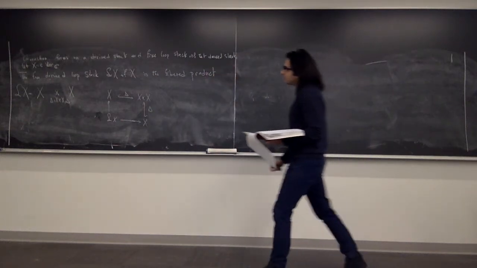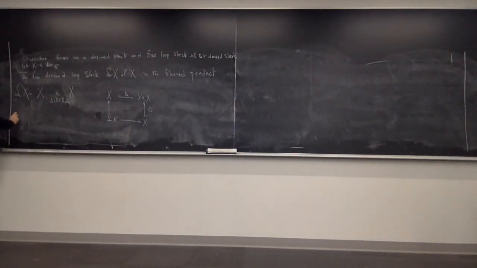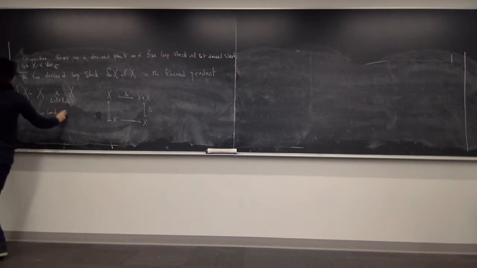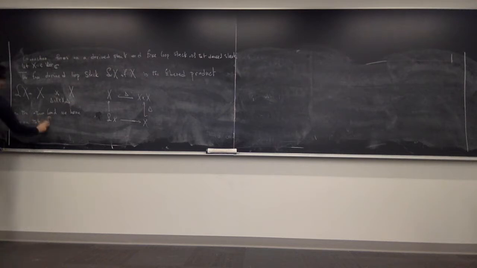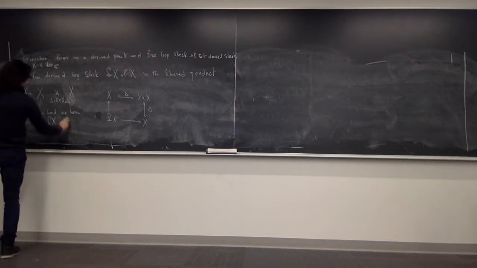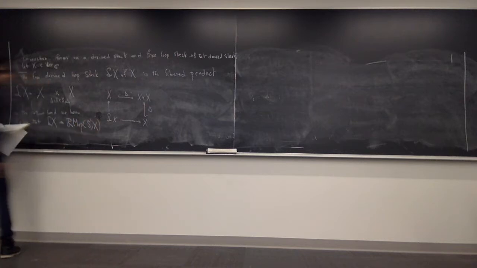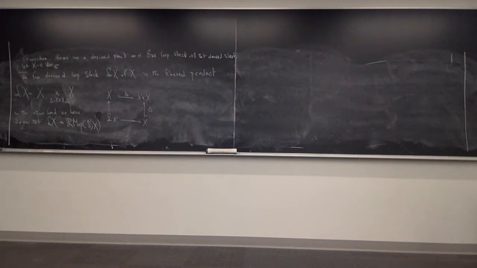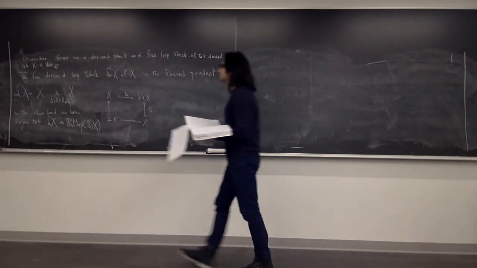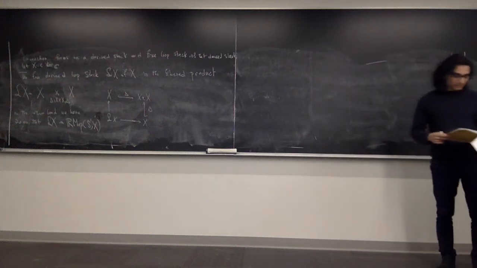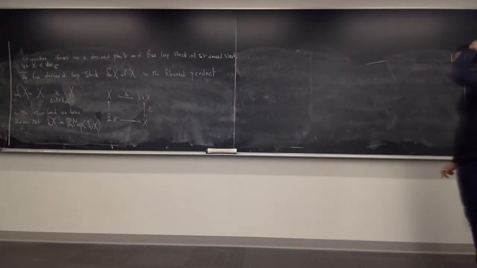So why? Okay, so on the other hand, before that, we have seen that the derived loop stack is the space of derived maps from the circle to X. Or the maps from the loop space of X. Okay, so what is the connection between the two? Well, the connection is the following.